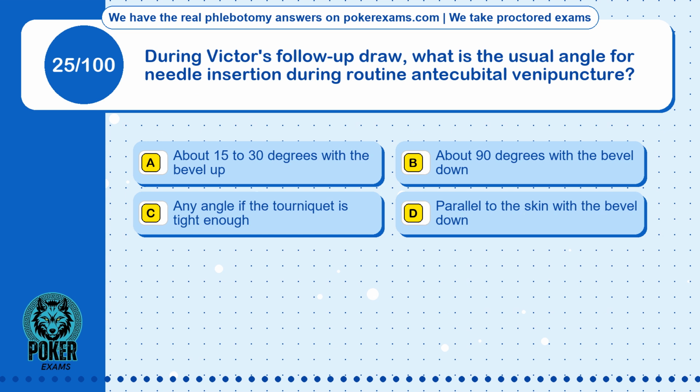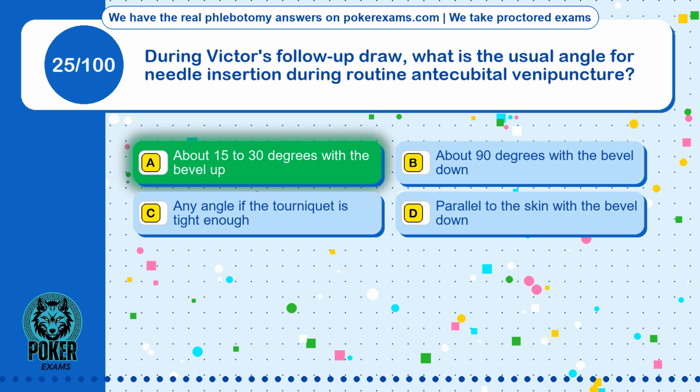Question 25. During Victor's follow-up draw, what is the usual angle for needle insertion during routine antecubital venipuncture? Option A: about 15 to 30 degrees with the bevel up. Option B: about 90 degrees with the bevel down. Option C: any angle if the tourniquet is tight enough. Option D: parallel to the skin with the bevel down.